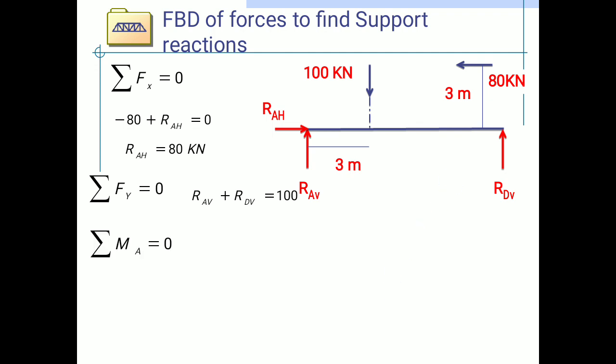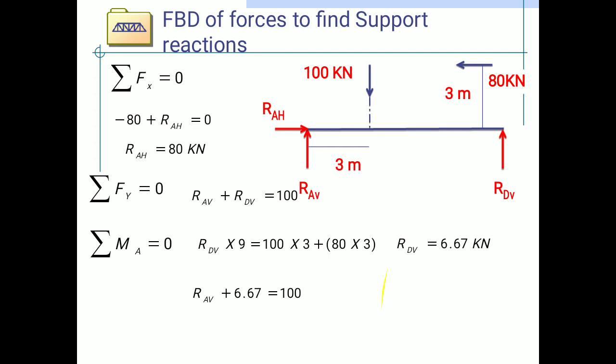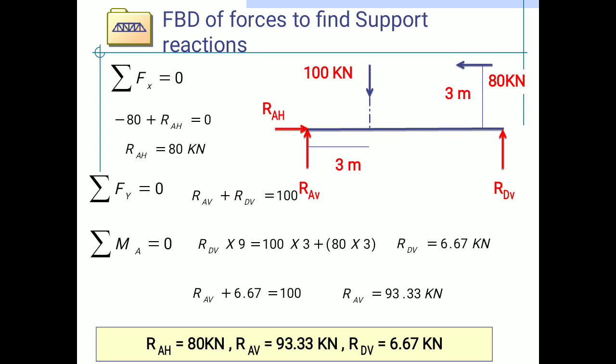Now, applying the moment condition, summation of MA is equal to 0, by taking moments about A of the 100 kN and 80 kN forces and RDV. The equation is 9 RDV is equal to 100 into 3 plus 80 into 3. By solving this equation, we get RDV as 6.67 kN. Putting the value of RDV in equation number 2, we get RAV as 93.33 kN. The final reactions of this truss are RAH 80 kN, RAV 93.33 kN and RDV 6.67 kN.